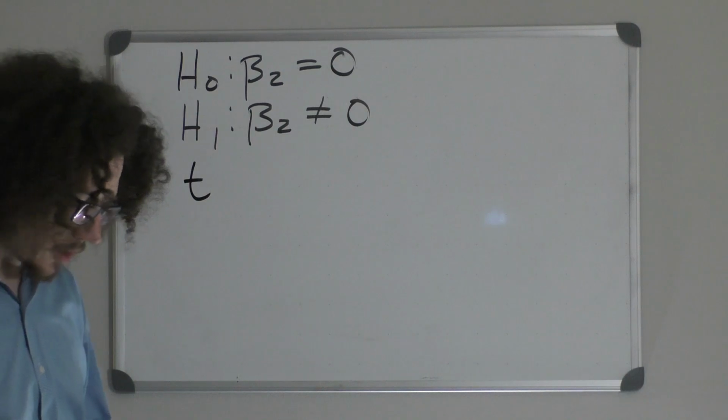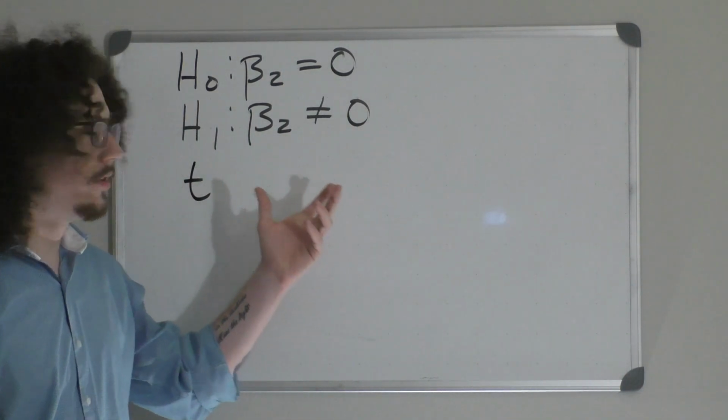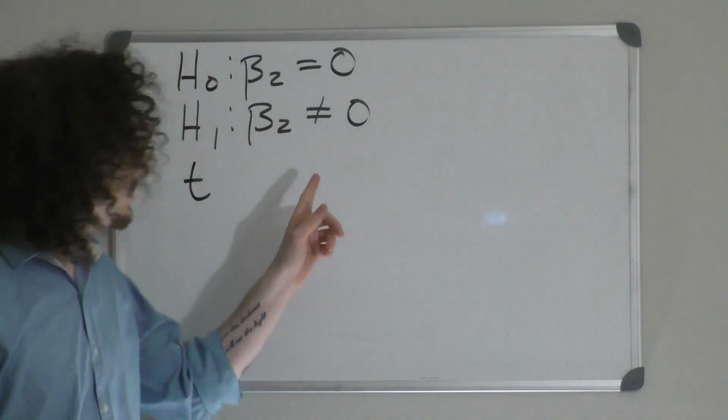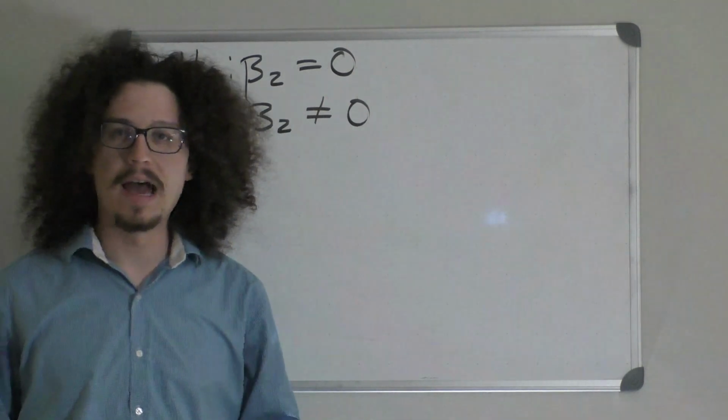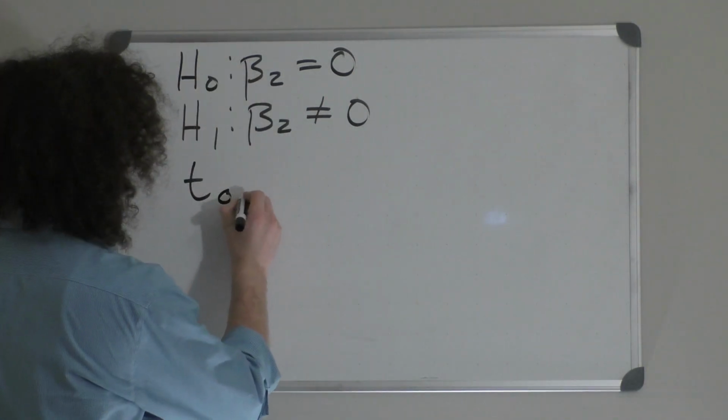Then we're going to need our critical value. As I mentioned, this is a t-test, and we're going to do this at the 5% significance level. So if we're doing 5%, alpha is 0.05. This is a two-tailed test, so we need to cut that in half. It's going to be 0.025.